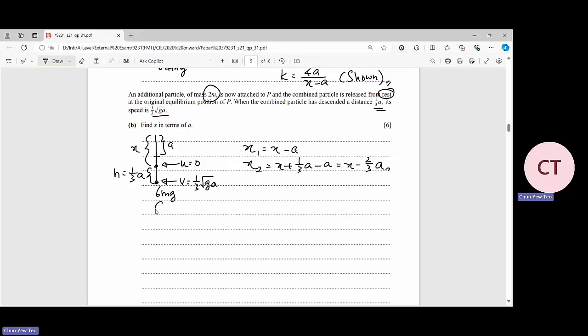Okay, so now we can just use conservation of energy. We will have the GPE loss is equal to the KE gain plus the EPE gain.